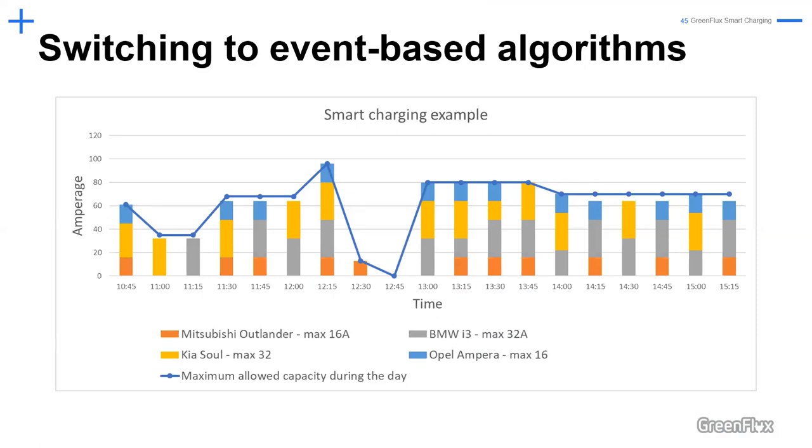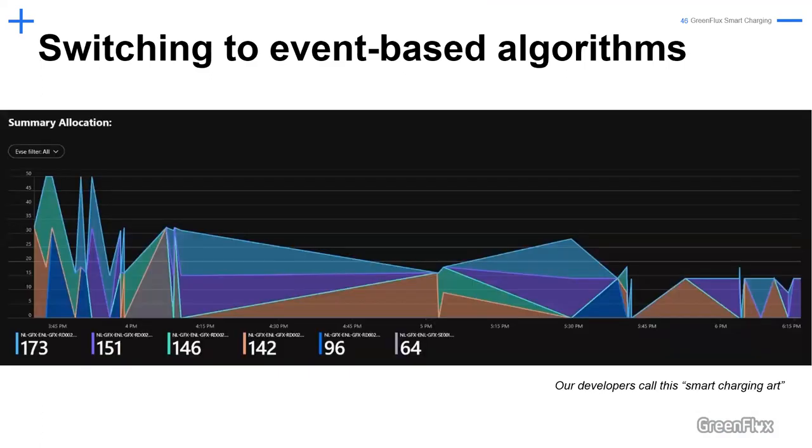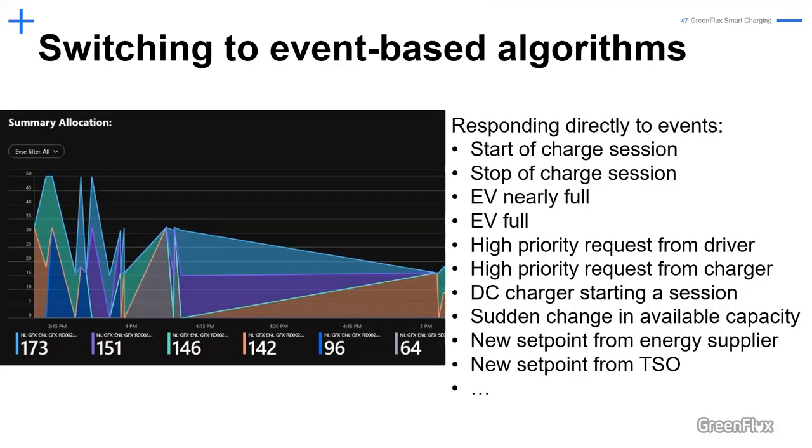And what we've now switched to is a completely event-based algorithm, which looks a bit more challenging. And it actually is a lot more challenging, because if all events can occur at any given time and you have all parallel processes, this is a nightmare for our developers, but we've cracked it. And as you can see, it becomes more interesting. Our developers call this smart. But the good thing is with this, we can now directly respond to events, offering much more versatile solutions.